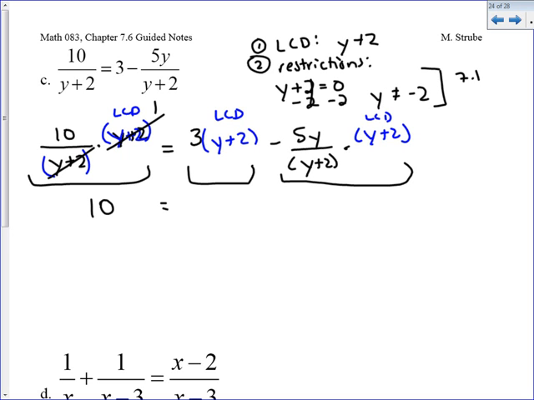What do you think is going to happen in this next term? 3 times y plus 2. Or what am I going to have to do? Because there's no fractions. Yeah, we're going to distribute the 3. That's another reason it's important to put those binomials into parentheses. So I have 3y plus 6. And what's going to happen over here? Cancel those y plus 2's again. So I'm left with minus 5y.